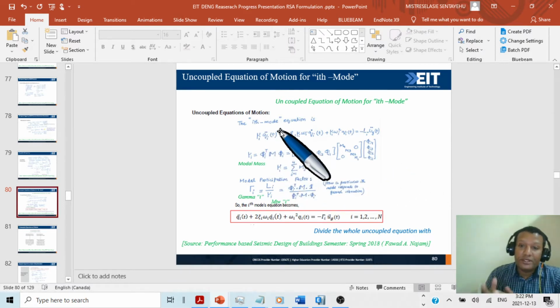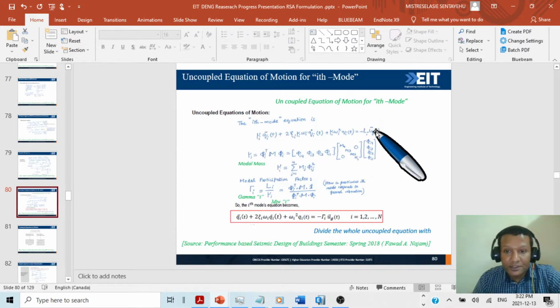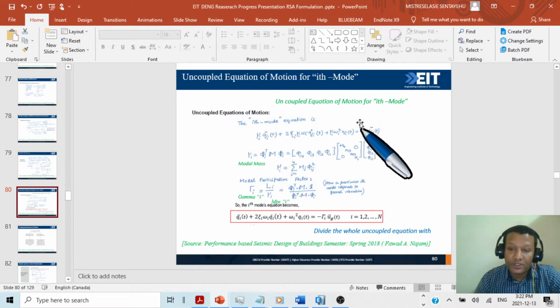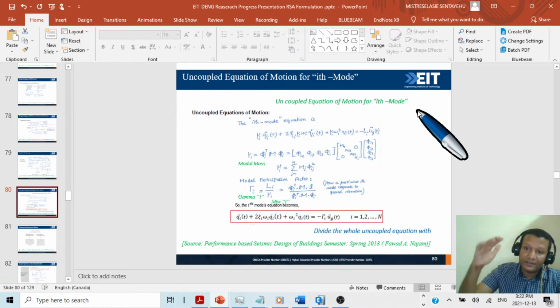So if we follow this step and find the uncoupled equation of motion, solve for each floor of our building, and sum the solution of each equation, solving for each single degree of freedom system and coming up with a solution for the multiple degree of freedom system, this is what we are doing in response time history analysis. This is the procedure.